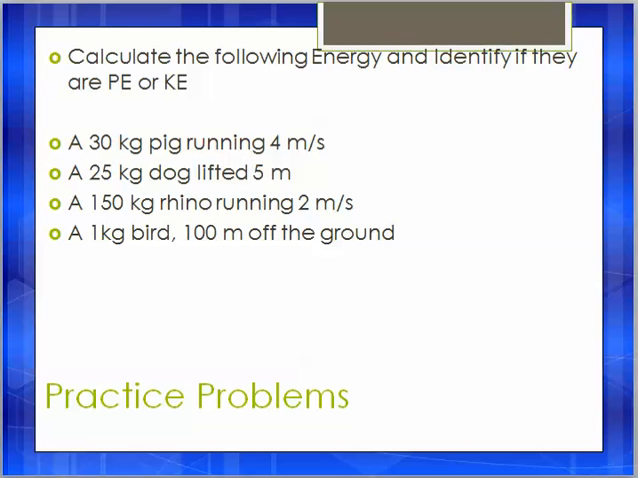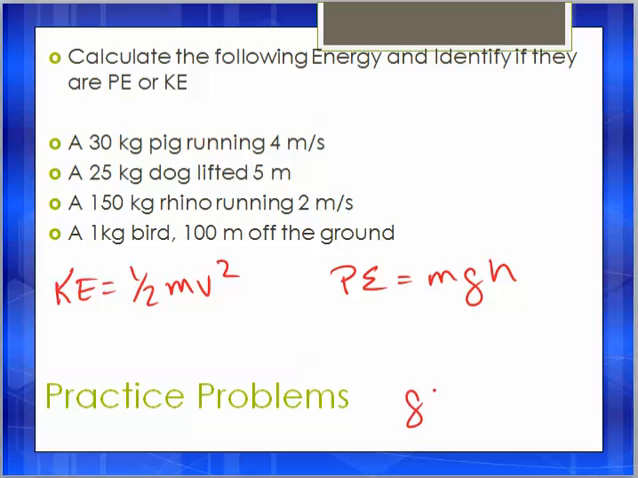All right, last slide here. We're going to calculate the following energies and identify if they are potential or kinetic energy. I want you to go ahead and work these out. Remember, our kinetic energy equation is 1/2 mv squared. Our potential energy equation is mass times gravity times height. Gravity, remember, is 9.8 meters per second squared.